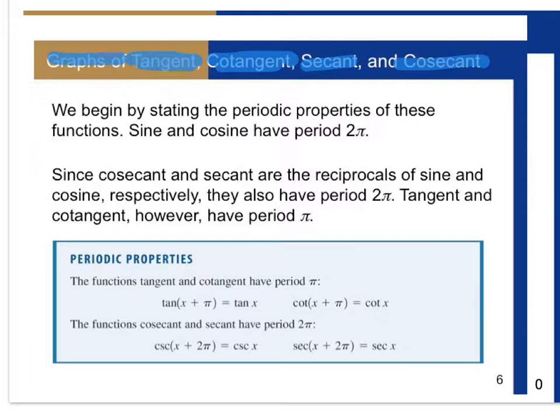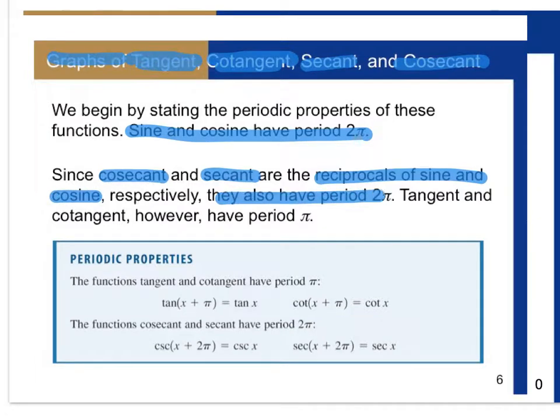Now remember that sine and cosine have period 2 pi. Cosecant is the reciprocal of sine and secant is the reciprocal of cosine, so that means they also have period 2 pi. And then tangent and cotangent have period pi. Remember the period means we can add that to the input and we get the same output.